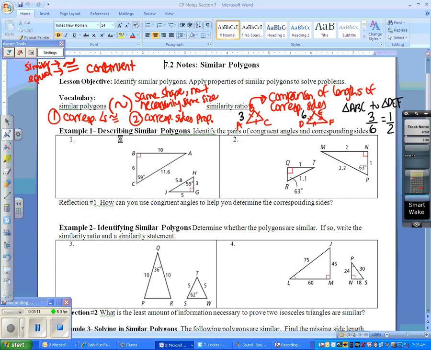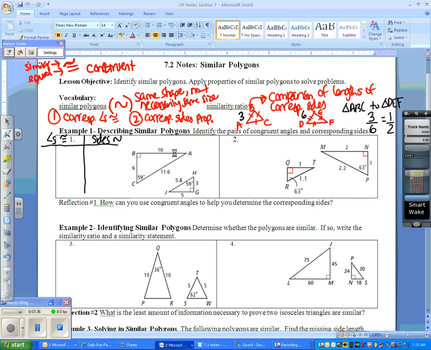Okay, so how can we describe similar polygons? That's the first thing we're going to do. First of all, we're going to identify the pairs of congruent angles and the corresponding sides. So we have to do two things when we're describing similar polygons. We have to talk about their angles, and remember the angles are going to be congruent to each other. And then we're going to talk about their sides. And remember the sides are not necessarily congruent. They're similar, so that means they're proportional.